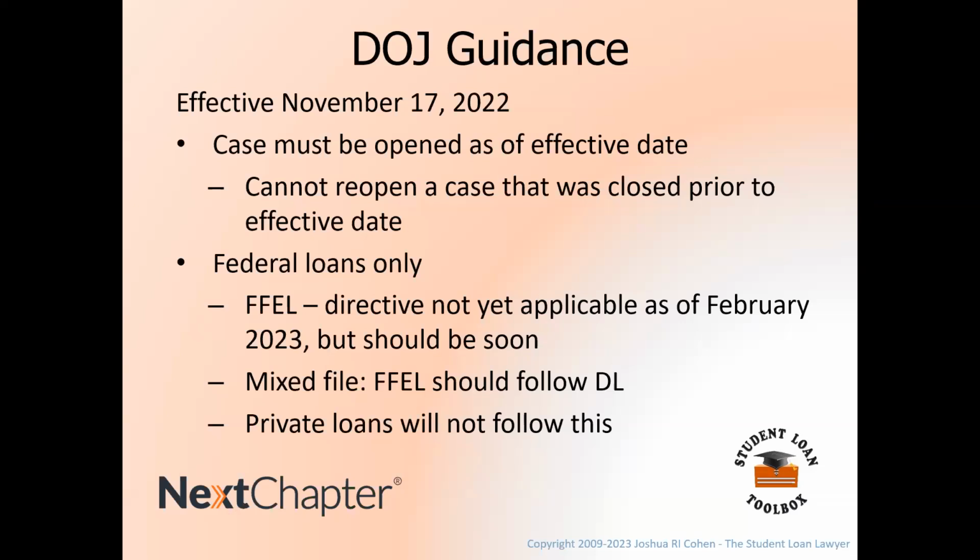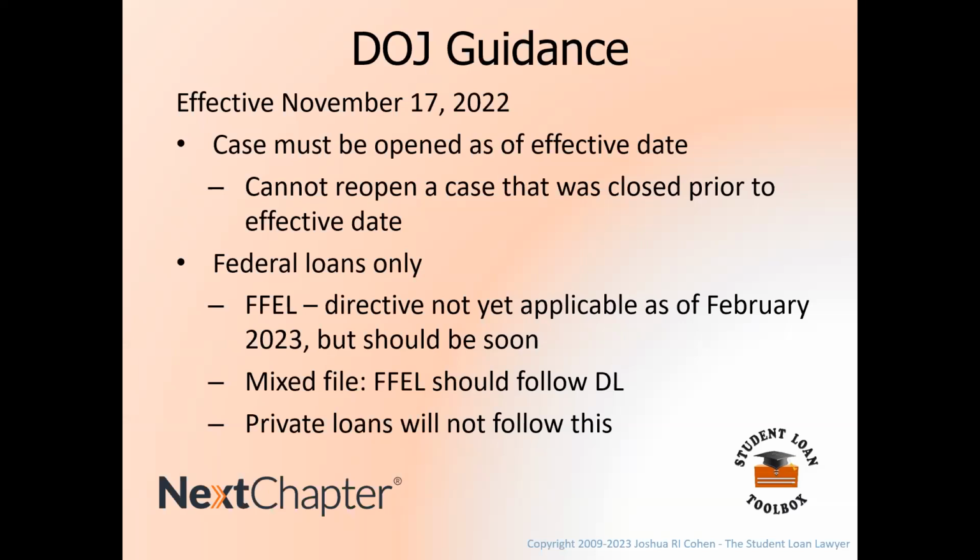Here is your bright line rule. The bankruptcy case that you're working on must have been open as of November 17th, 2022. If you have a client with a case that was closed on November 16th, 2022 or earlier, you cannot reopen that case and file a DOJ guidance adversary. You can file a regular adversary, but you can't use DOJ guidance. This is a bright line rule. Please don't test the waters. Now is not the time. Maybe in a year, maybe if there's a new administration that keeps this going, but right now, don't do it.